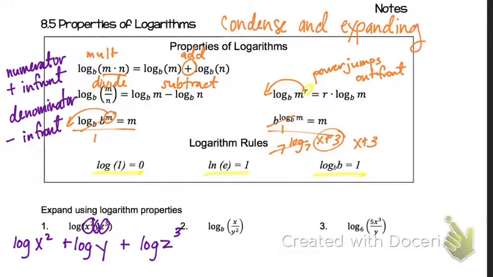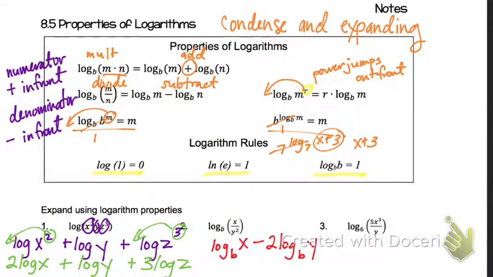But I'm not completely finished because I don't want to leave any powers in my final answer. So what do I do with those powers? Yeah, put them in front. So my final answer would be 2 log x plus log y plus 3 log z. So for number 2, you have log of x minus 2 log of y. And don't forget to write in the base. Okay, try number 3.